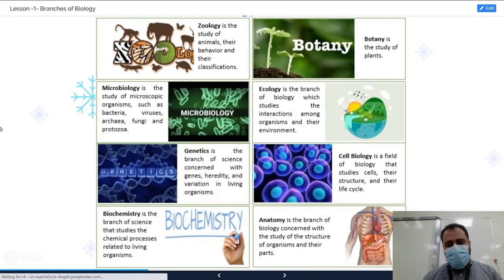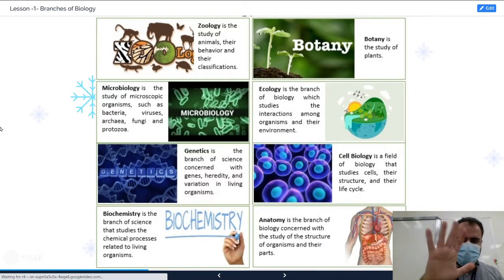This is very important because we cannot survive without our surroundings, as they provide us with food and habitat to live in. In ecology we even study the interaction among living organisms, and this year in grade 9 we are going to focus a lot on ecology. This is the fourth branch of biology that we are studying.